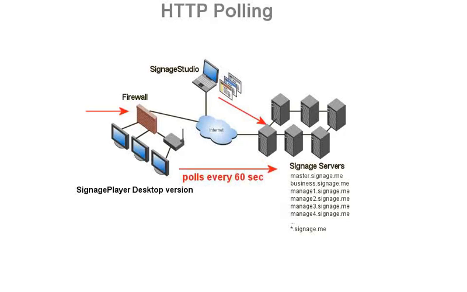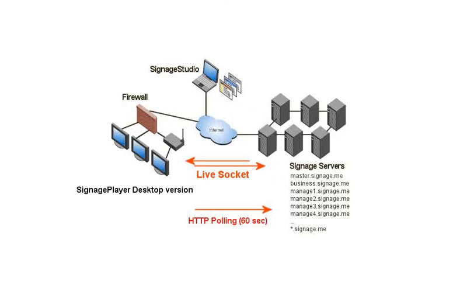But with the HTTP protocol, the Signage player actually polls our server every 60 seconds. This means that if you send a stop command, a play command, and a screen capture in sequence, only the last command, which in this case would be the screen capture, would get sent to the Signage player, and only within a 60-second duration. So as you can see, live socket and HTTP polling are both supported.